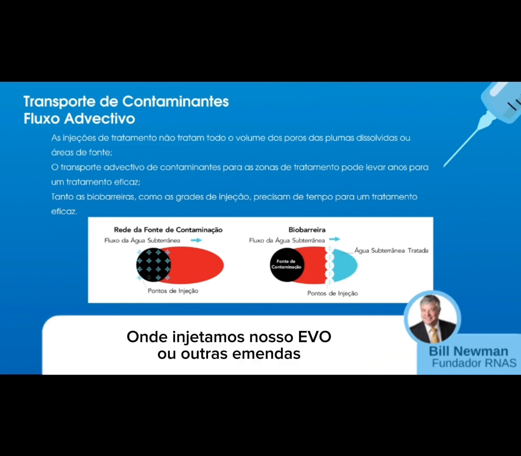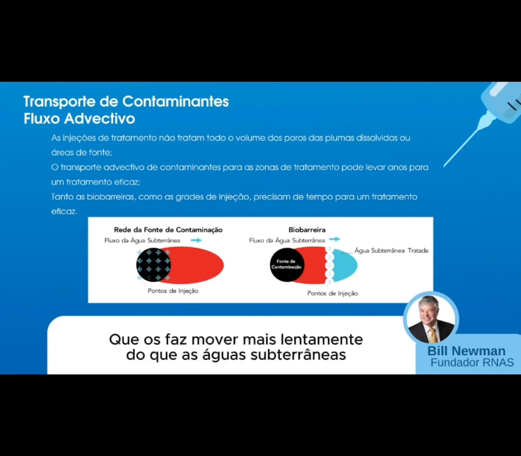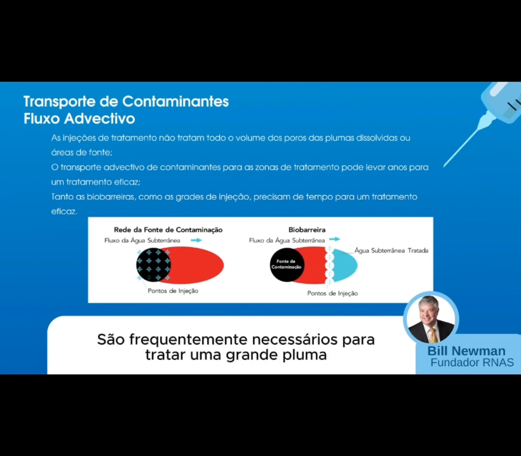And then very commonly when we have a large dilute plume, we use transects of treatment where we inject our EVO or other amendments to create biologically active zones that the contaminants then have to move through very slowly. So groundwater flow may take years to move through the barriers, and the contaminants often have a retardation coefficient that makes them move more slowly than the groundwater. So multiple barriers and multiple years are very often needed to treat a large plume.